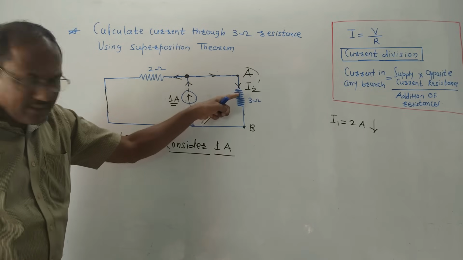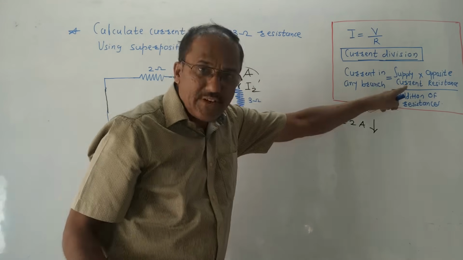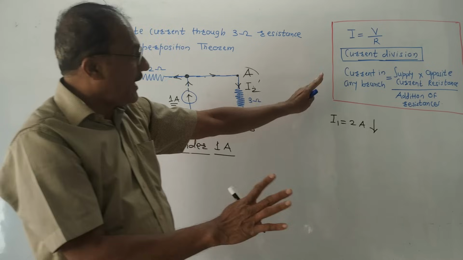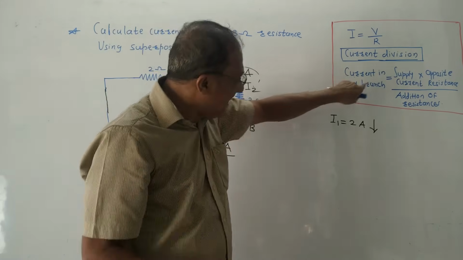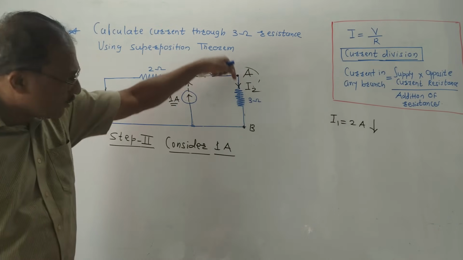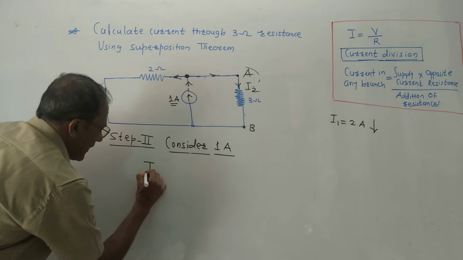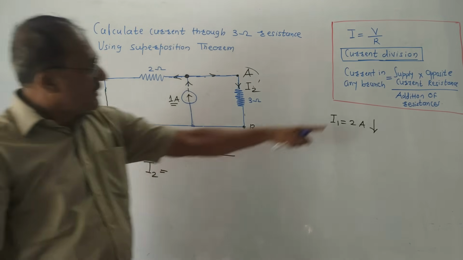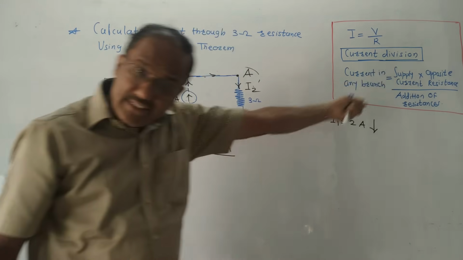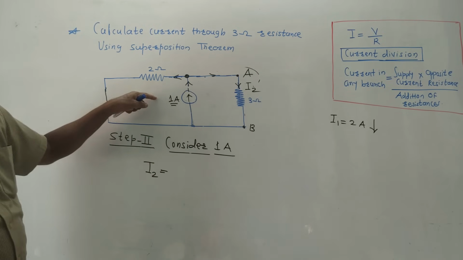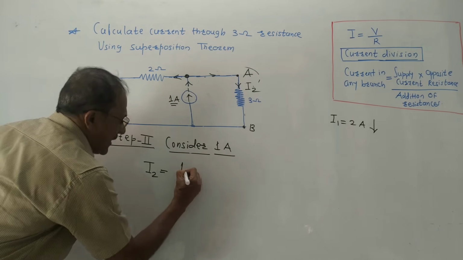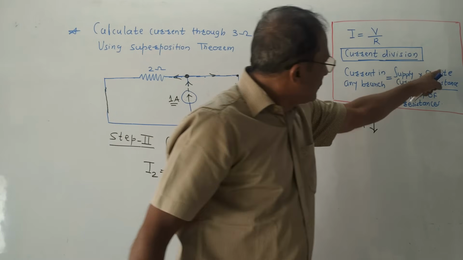I need to calculate the current I2, so I am using the current division formula. This is a most important formula. Do remember it. Current in any branch. Any branch means I want to calculate current I2. So I will write over here I2 is equal to the supply current. Which current is getting divided? 1 ampere current. This is the supply current. So it is 1 into opposite resistance.